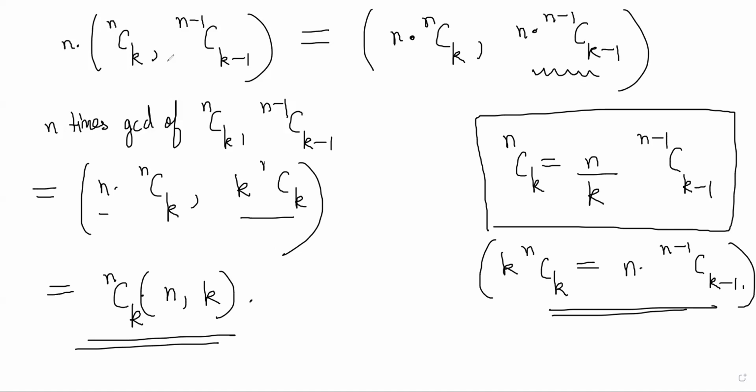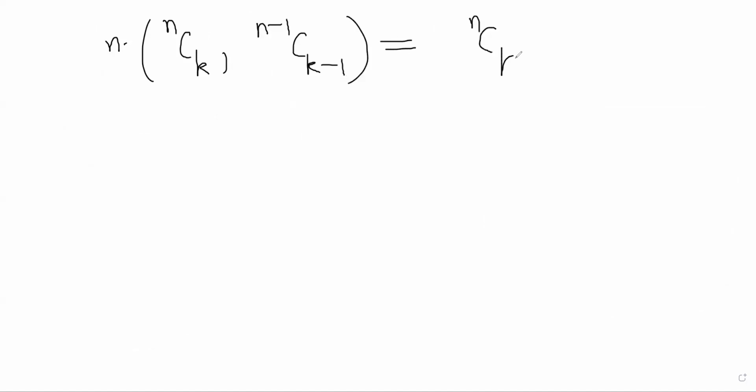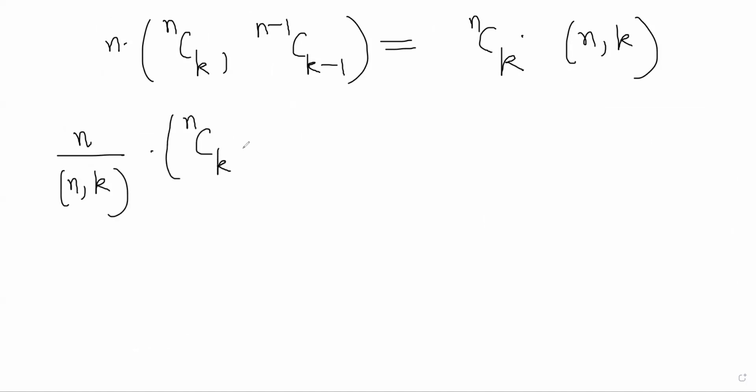So what we have is this identity: n times GCD of nCk and n-1 Ck-1 is equal to nCk times GCD of n and k. So this means that n by GCD of n and k times GCD of nCk and n-1 Ck-1 is equal to nCk, right?